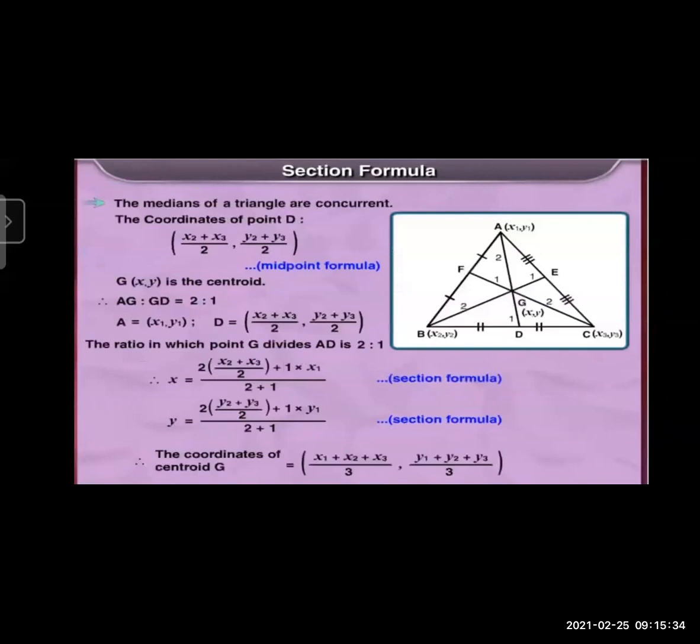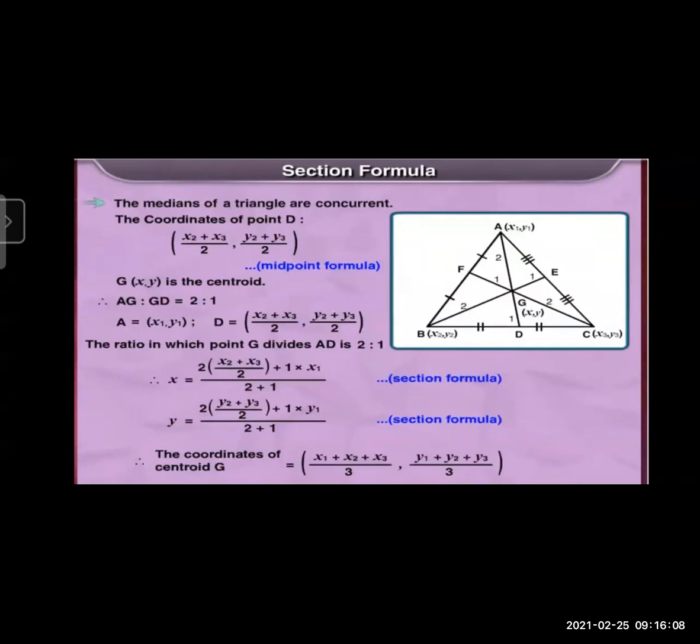Okay. Now the next part, or we can say the next application of section formula, is the centroid formula. So this one is the second application of section formula. The first application is the midpoint formula, and the formula for finding the coordinates of the midpoint is x1 plus x2 divided by 2, y1 plus y2 divided by 2. Here we consider the second application, that is the centroid formula.